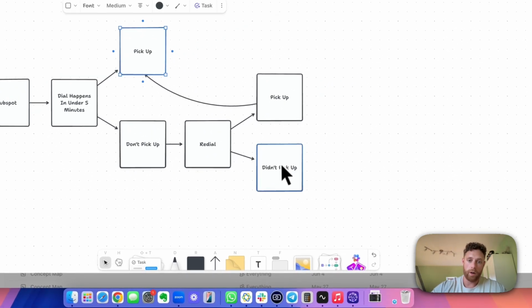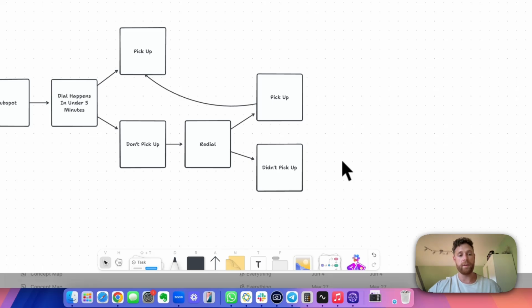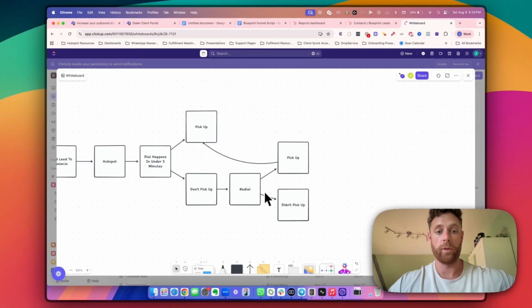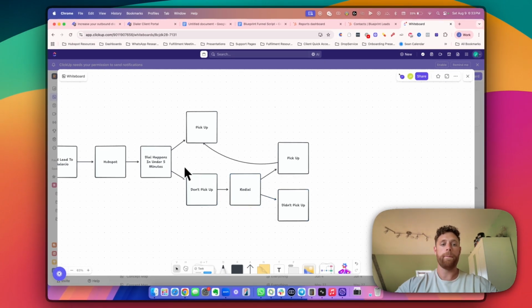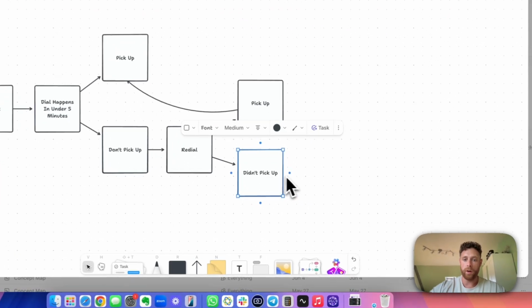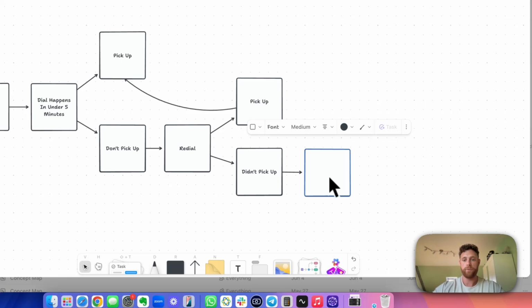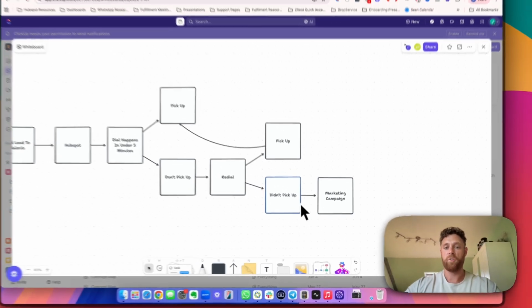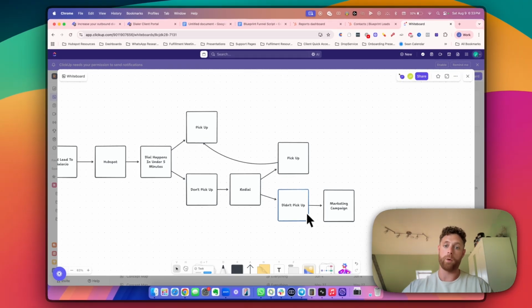Now, here is where a lot of the magic happens and where a lot of leads end up just falling through the cracks. Companies don't even realize. So if we dial them, they don't pick up, we keep redialing them, and they never pick up, what are we going to do with these leads? These obviously need to go to some type of marketing campaign. We will specify this later, but for now we're just going to say marketing campaign. So after they get dialed X amount of times and get removed from the dialer, we put them into the marketing campaign.